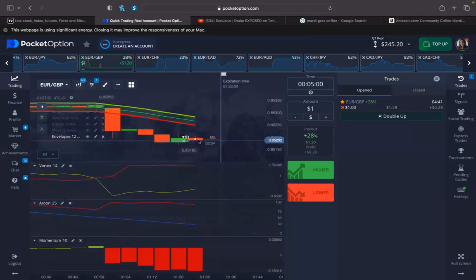The candles are completely below the red line on the envelope. The vortex, the Aroon, and the momentum are all in sell position. So I entered it on the 5 seconds. I'm going to let it roll for 5 minutes because the pairs move so slow. But while that one is working, I'll look for a better trade.